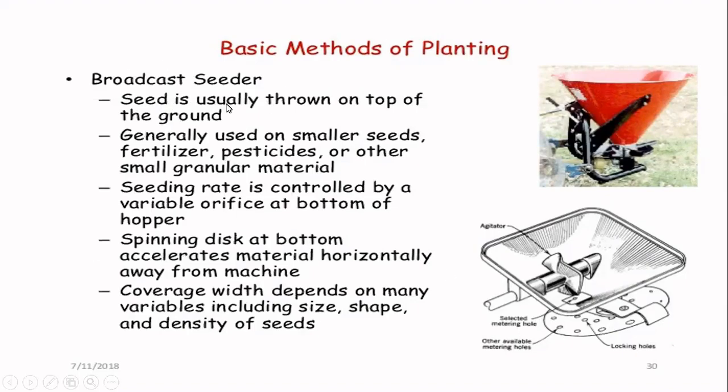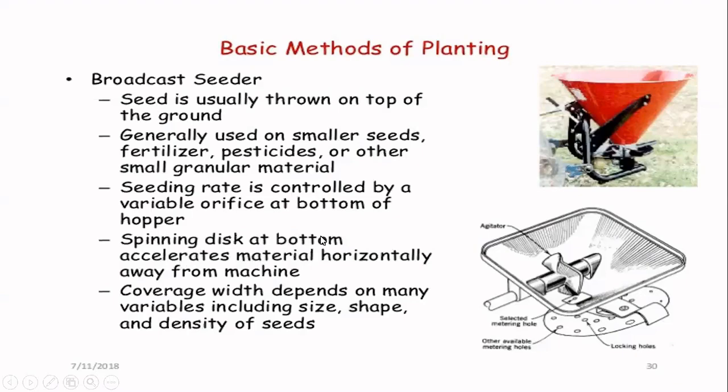Broadcast seeder. Seed is usually thrown, as I told you, on top of the ground. Generally used for smaller seeds, fertilizer, pesticide and other small granular material that you can broadcast. Seeding rate is controlled by a variable orifice at the bottom of the hopper. So with broadcasting you cannot control accurately, but the flow rate should be controlled by a variable orifice. Orifice means there are holes, and sometimes holes will close and open. That's called a variable orifice. Orifice is a hole at the bottom of the hopper.